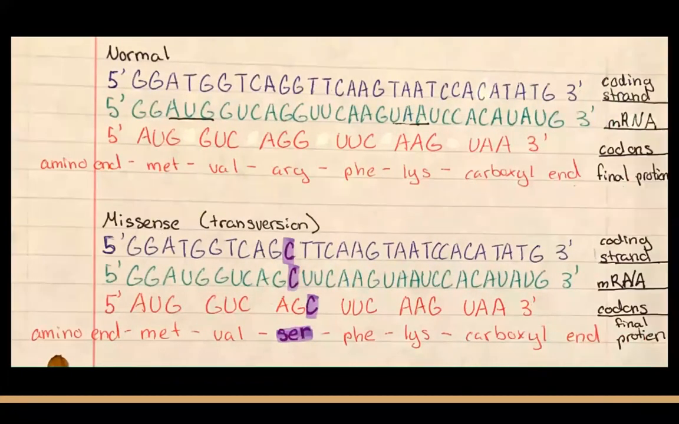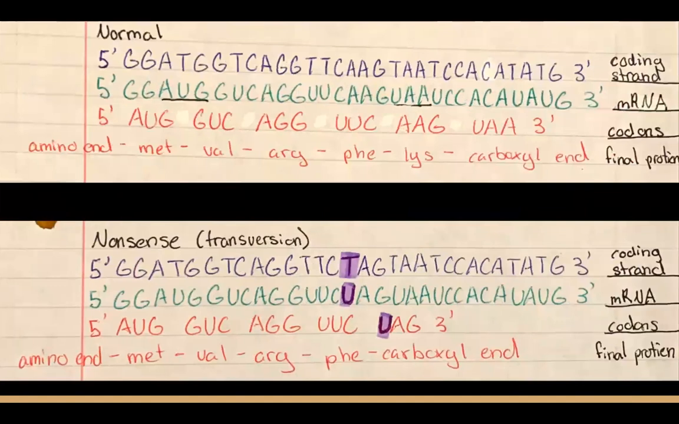Missense mutation is when a single base pair is changed and results in a different amino acid. Here, G has been changed to C. The substituted C has altered the codon sequence. Once translated, the third amino acid is now different. This mutation is a transversion because guanine, a purine, is being replaced by cytosine, a pyrimidine.